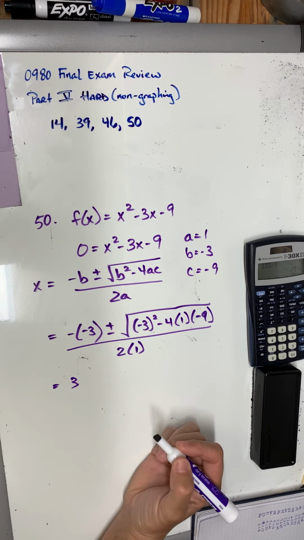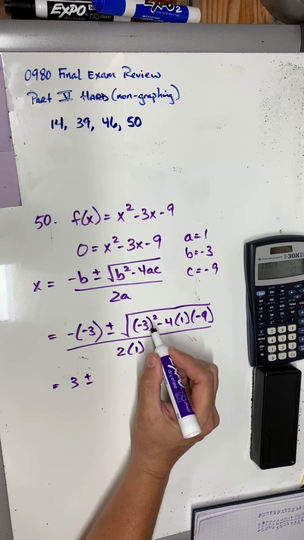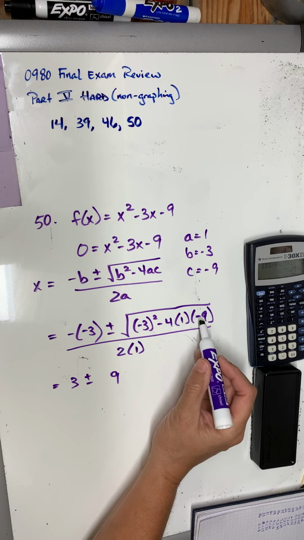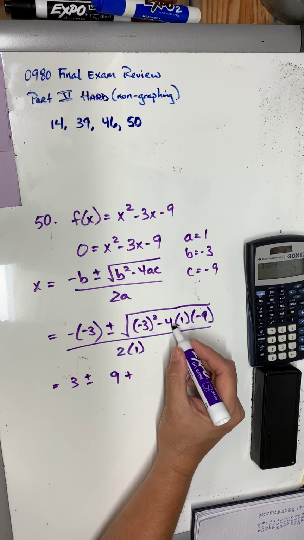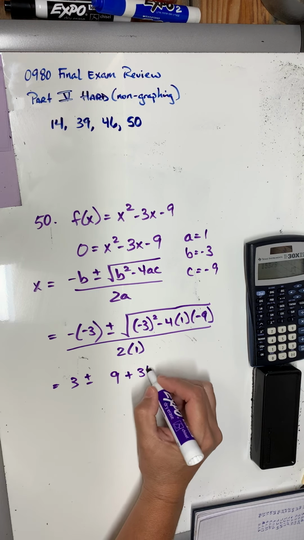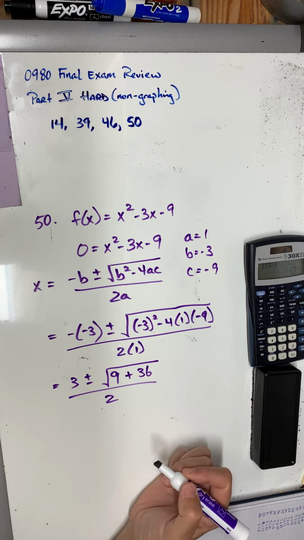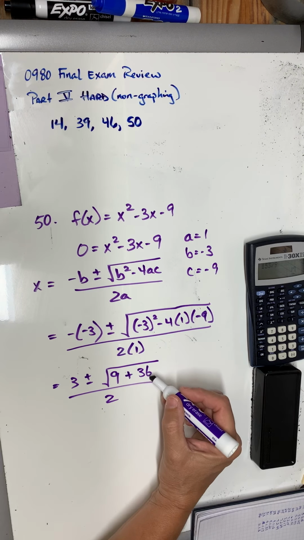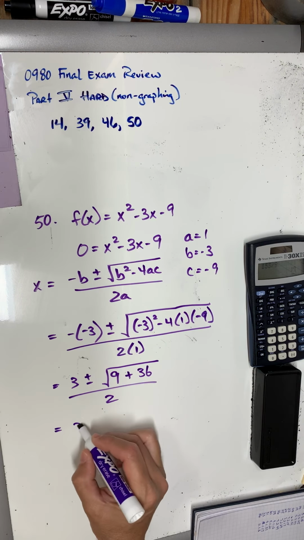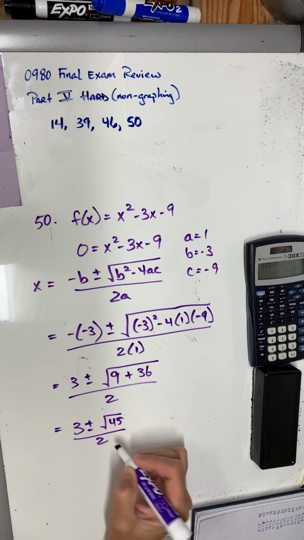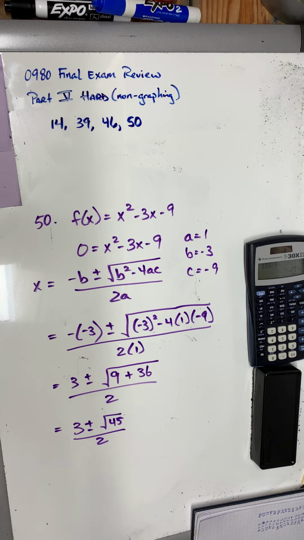Negative 3 is a positive 3. Negative 3 times negative 3 is positive 9. A negative times a negative is a positive. 4 times 1 times 9 is 36. So that's in my square root. 2 times 1 is 2. 36 plus 9 is 45. So I get 3 plus or minus the square root of 45 over 2. And this is where the problem lies, because 45 is not a perfect root.